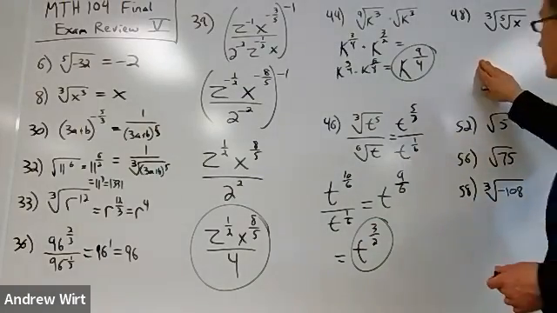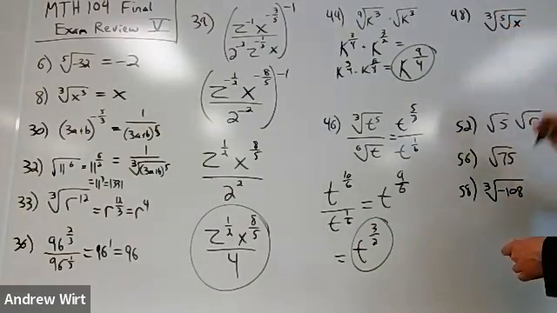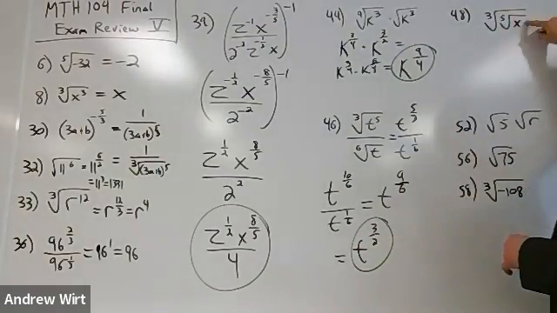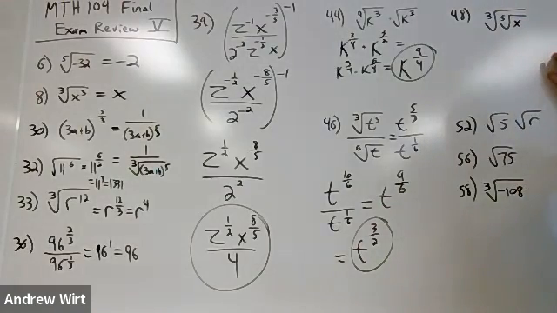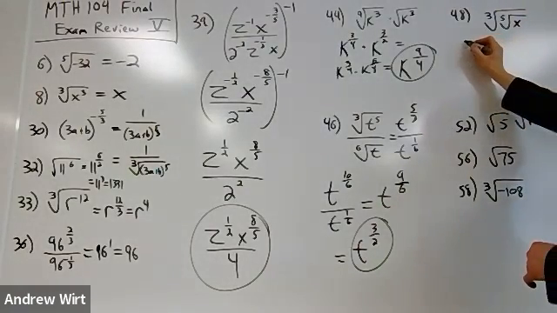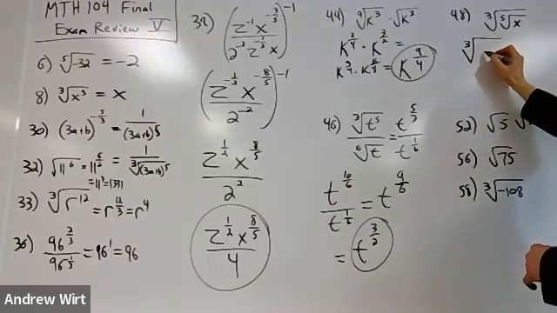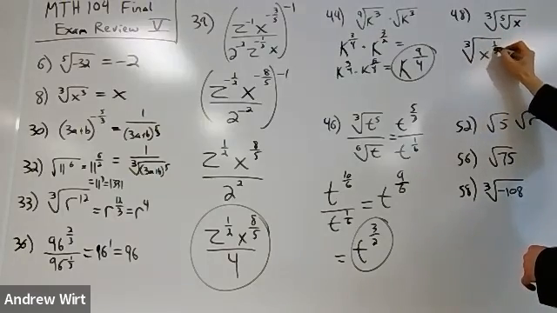Next up, number 48. So here we've got double radicals. These look much worse than they are. Let's convert this to a rational exponent. All right, I'm going to keep the outside radical. And this becomes x to the 1/5 power.